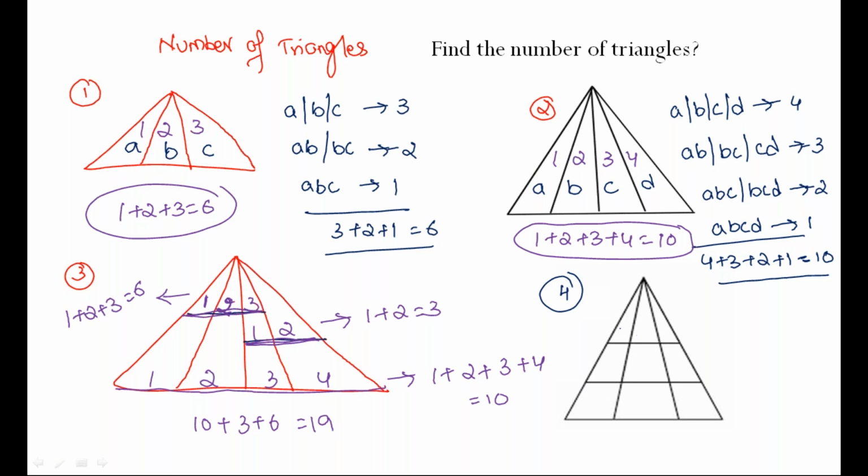Now similarly here for the fourth question, you just name it 1, 2, 3. Total 6 here. Here also 1, 2, 3, because of that 6. Here also 1, 2, 3, because of that 6. In total we'll get 18. So the total number of triangles in this diagram is 18.